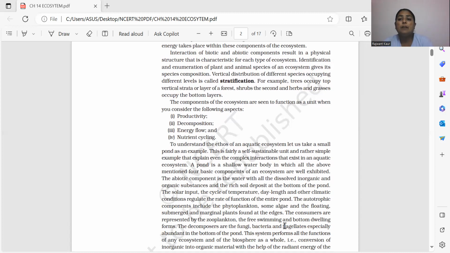And beside this, we have floating, submerged, or marine plants also present. Then the second trophic level, as you know, is occupied by the zooplanktons. So here the zooplanktons, along with some free swimming or bottom dwelling fishes, are present.